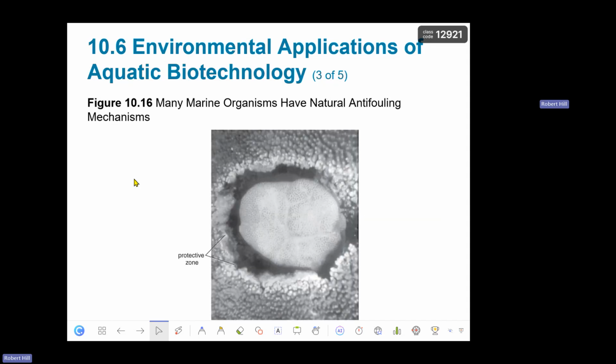All right, so this is showing how marine organisms have evolved natural mechanisms to deter biofouling. And studying and mimicking these adaptations can lead to new, less toxic anti-fouling products that protect marine infrastructure and preserve our ecosystem.